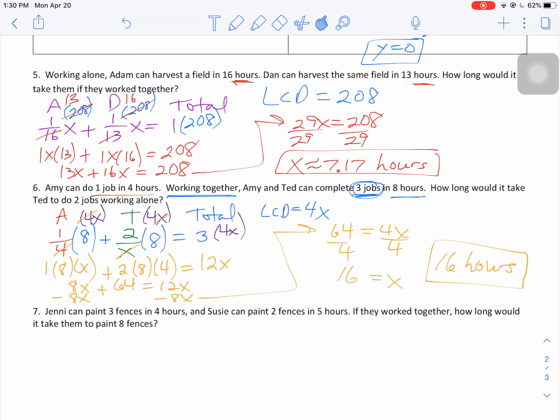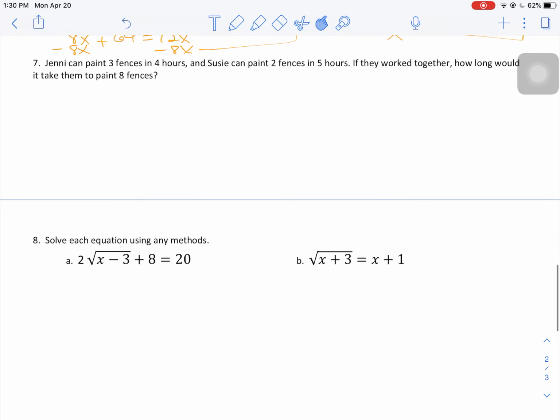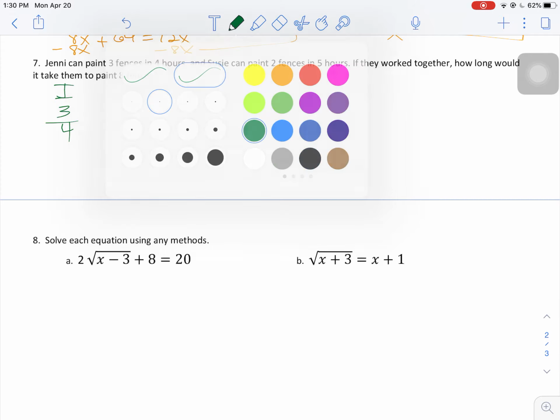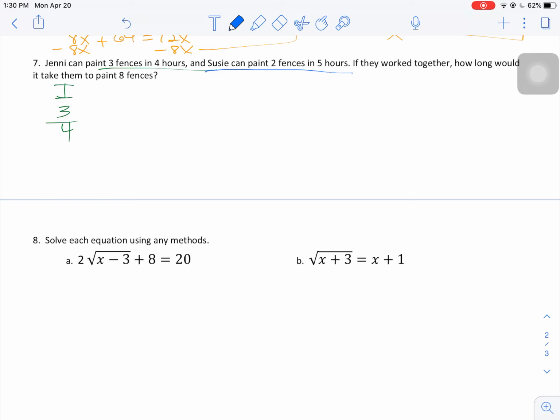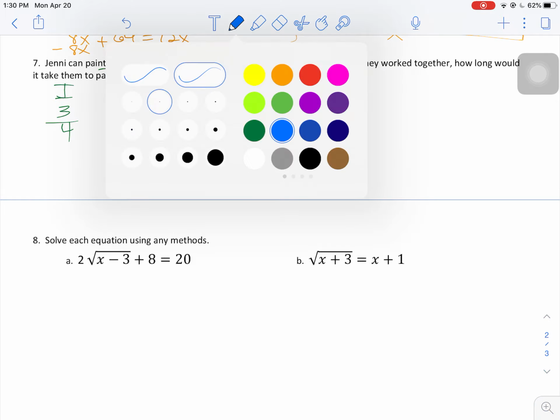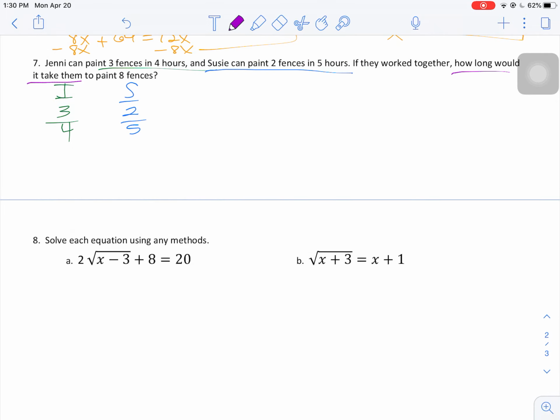Number 7, Jenny can paint 3 fences in 4 hours. Susie can do 2 fences in 5 hours. If they work together, how long would it take them to paint 8 fences? So this is more similar to the first one for the work problems. So Jenny can do 3 fences in 4 hours, so it's the jobs per time. And then Susie can do 2 fences, so 2 jobs in 5 hours. And then how long can they do 8 fences if they're working together?